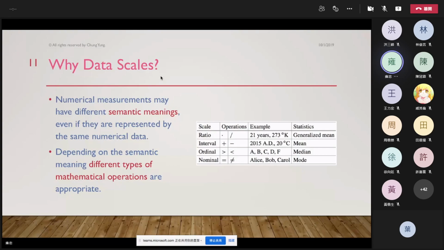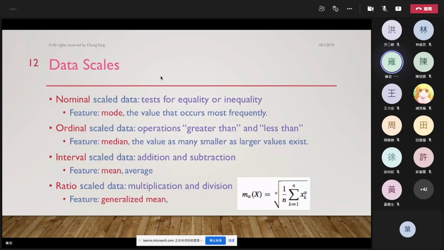Numerical measures may have different semantic meaning, even if they are represented by the same numerical data. For example, 1.8 for some column may be a very large number, but 1.8 for the other column may be a very small number. Depending on the semantic meaning, different types of mathematical operation are appropriate. Let's look at the 4 scales. The summary is on this table. The description is here.